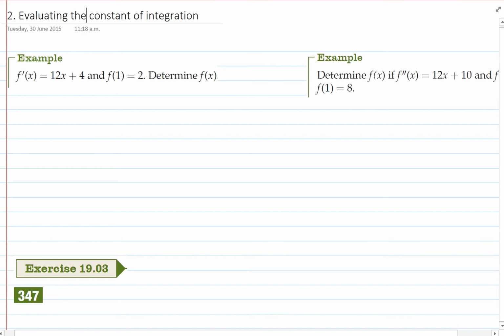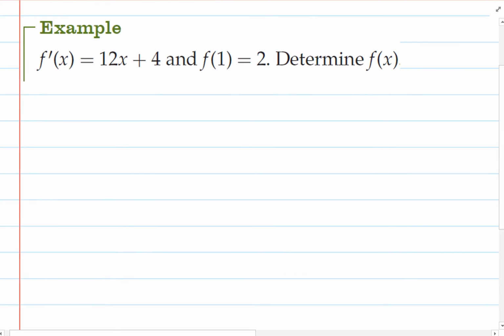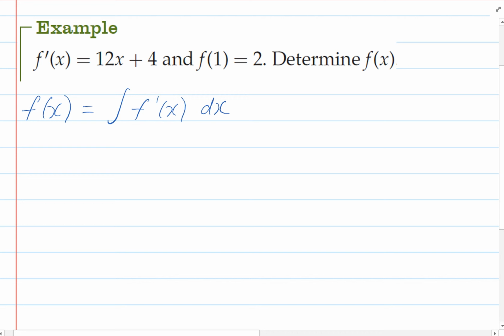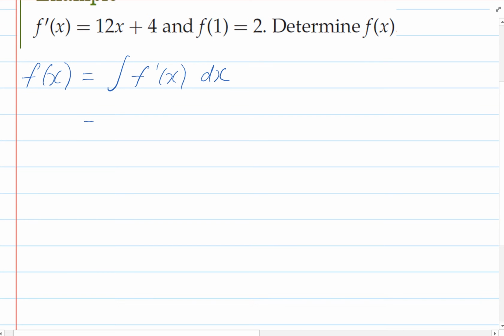So in this first example, we're told what the derivative is, and we're told what the function is at 1, and it's asking us to determine f of x. So f of x, a function, is equal to the integral of the derivative of that function, because integration is a form of anti-differentiation. And so that means that we want to integrate 12x plus 4.